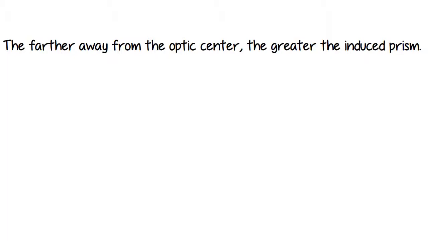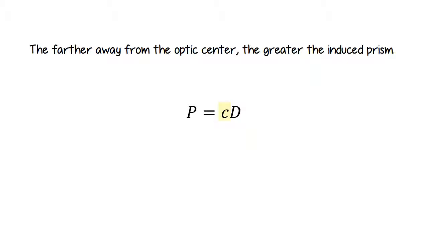We also know that the farther away from the optic center, the greater the induced prism. Did we talk about that? Yes, we did. Prentice's law, or Prentice's rule as it's often called, C is the distance away from the optic center. And if we were to keep D, the dioptric power, the same, as C gets bigger, P gets bigger. If D is 1 and C is 5 centimeters away, then P is 5. If C is 6, P is 6. If C is 7, P is 7. So the farther away, the more induced prism.